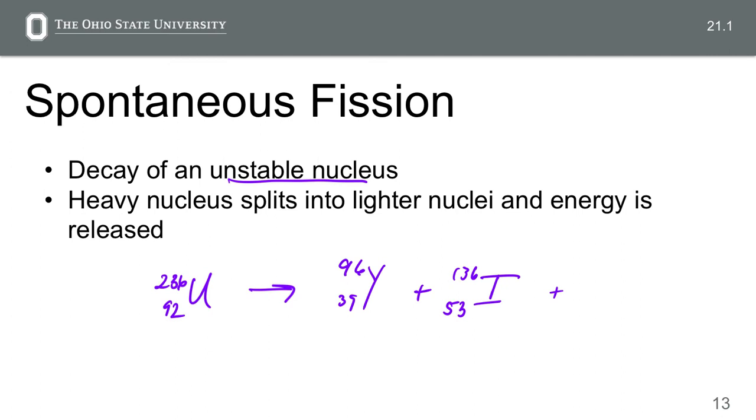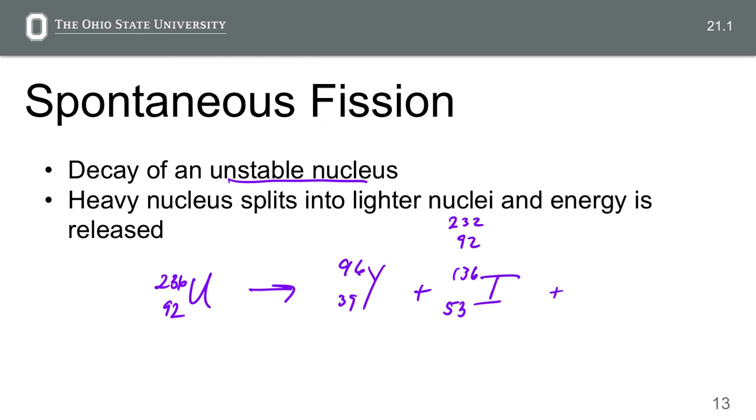So if we add these up, we have 96 plus 136. What does that give us? They can do that in their head and trust themselves. It gives us 232. And we have 39 and 53, so that's 92.